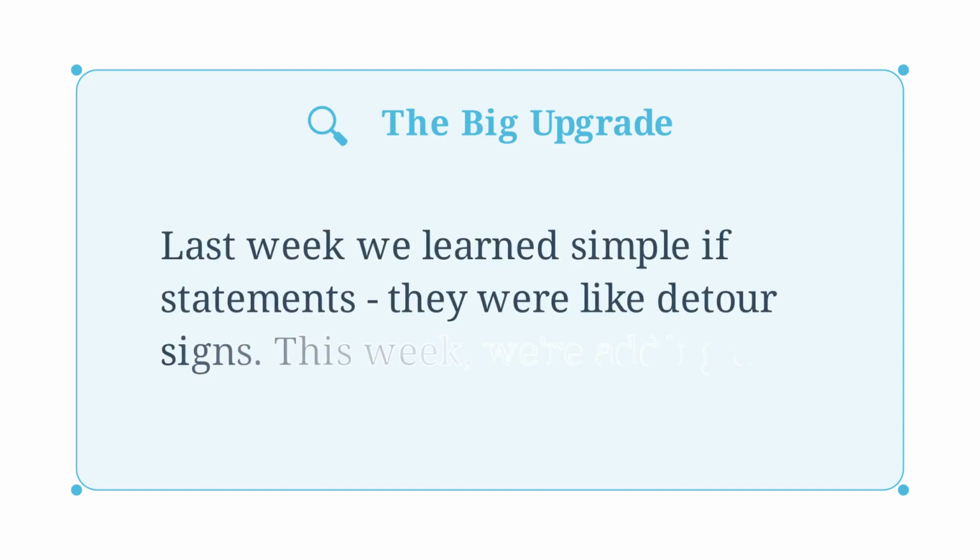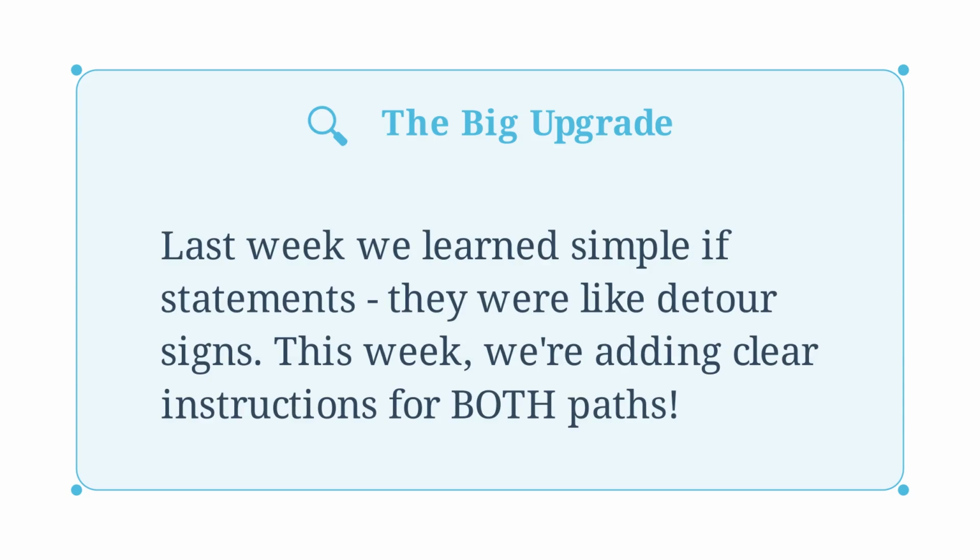Here's what's amazing about this week. Last week, we learned simple if statements. They were like detour signs that said, if the road is blocked, take this route. But what happened when the road wasn't blocked? We just kept going normally. This week, we're adding clear instructions for both paths.